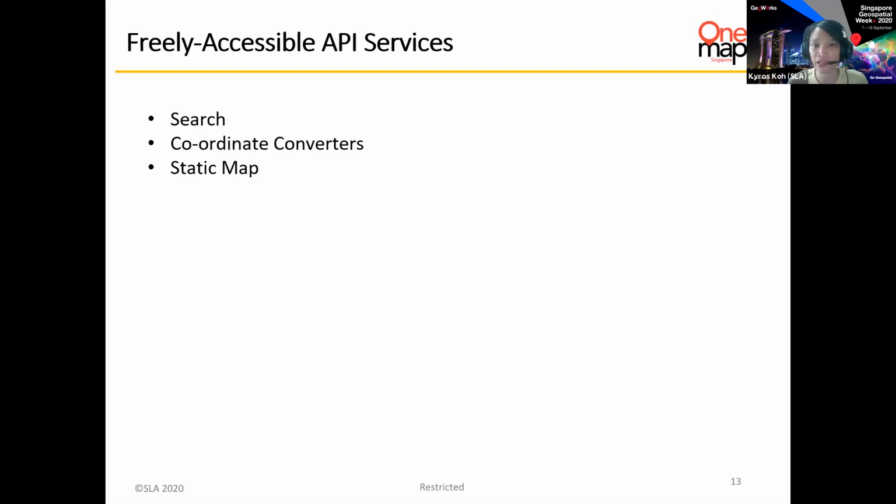So static map is a PNG. You can copy and paste the PNG into your website, just a PNG of your location, your store location or your branch location.